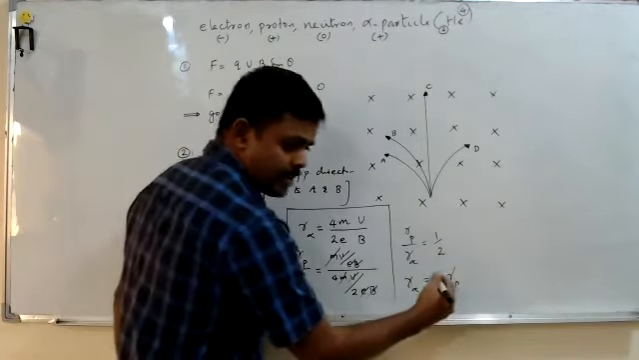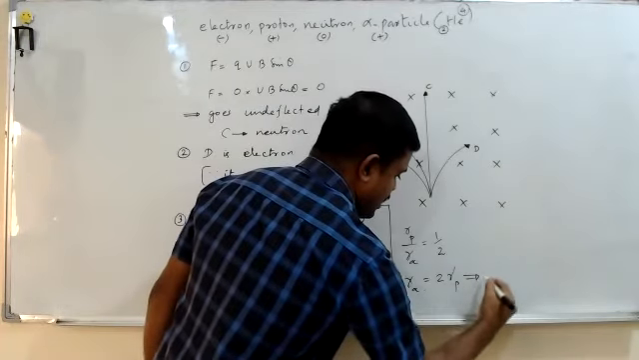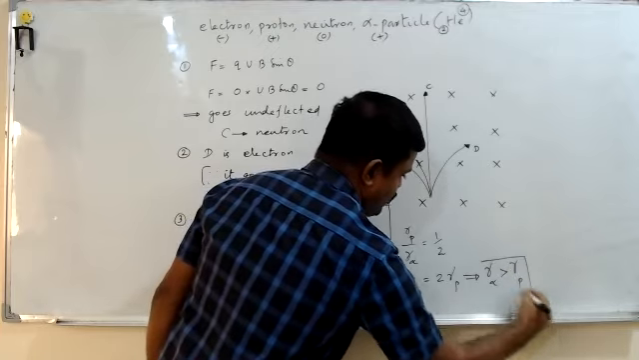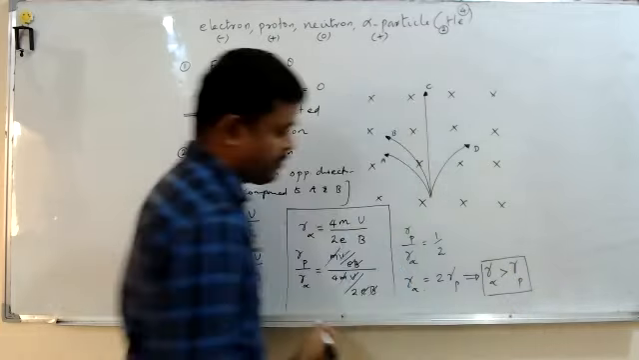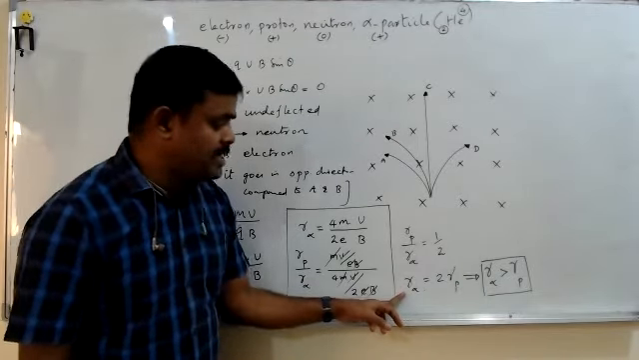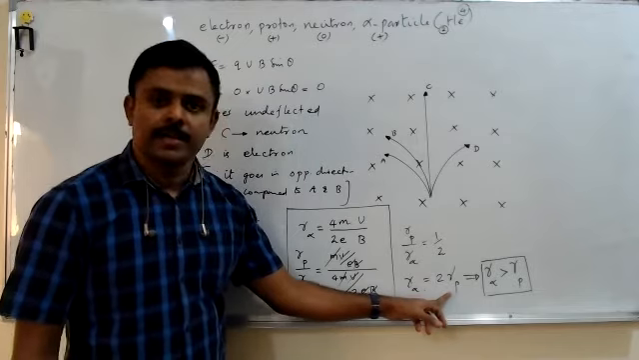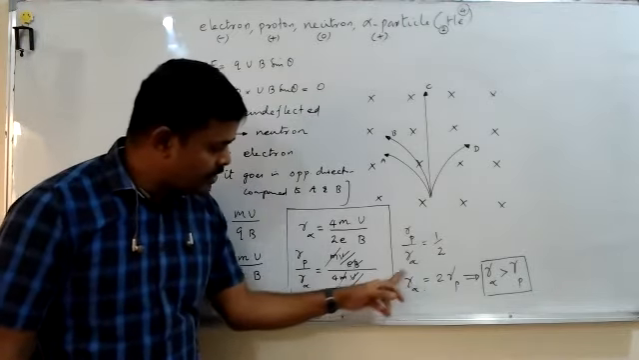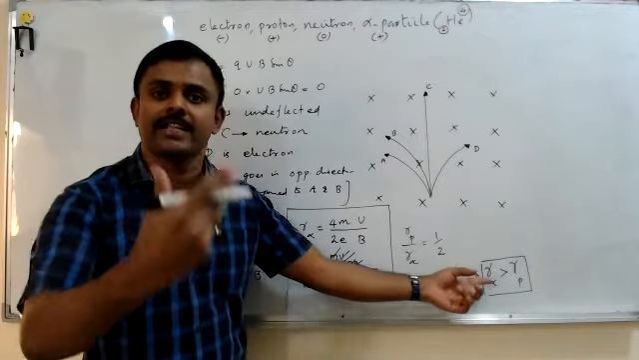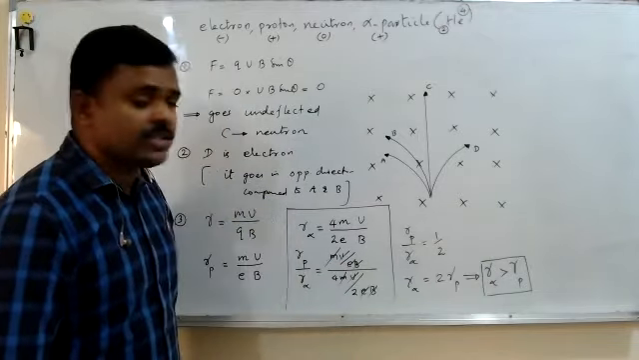Which clearly implies that the alpha particle's radius of curvature is greater than that of the proton's radius of curvature. Look at that. Radius of curvature of alpha is 2 times that of proton. That means radius of curvature of alpha is double that of proton. So radius of curvature of alpha is greater than that of proton. Whose radius of curvature is greater?